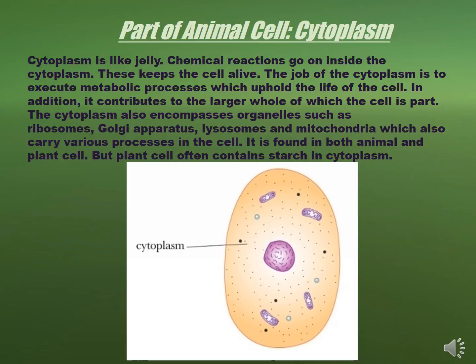The cytoplasm also encompasses organelles such as ribosomes, Golgi apparatus, lysosomes, and mitochondria which also carry out various processes in the cell. It is found in both animal and plant cells, but plant cells often contain starch in the cytoplasm.